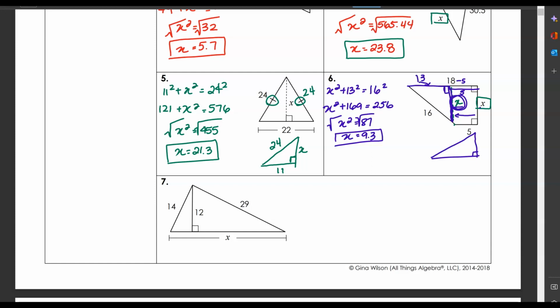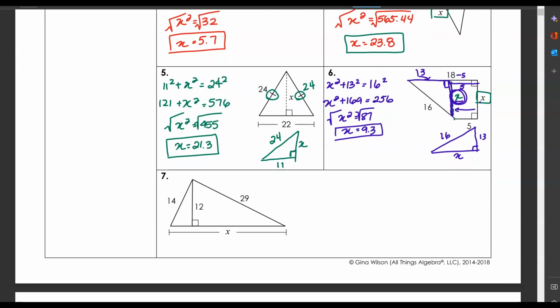So we're going to have our x value, 13, and then the 16 value here. And then we want to go ahead and solve that. So in doing so, we have x squared plus 13 squared equals 16 squared. All right, we go ahead and do our calculations, and we find out that x is equivalent to 9.3. Okay. All right, let's take a look at number 7.